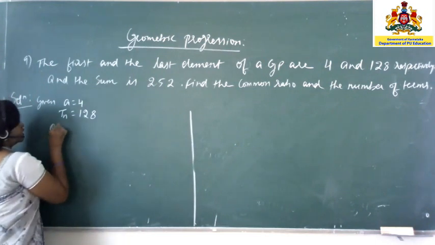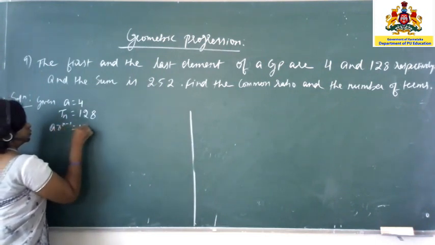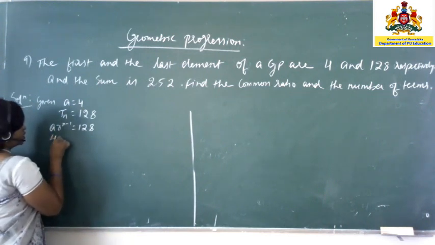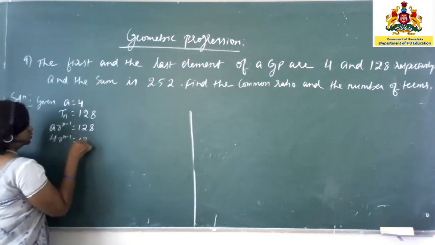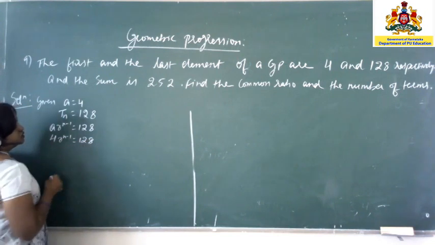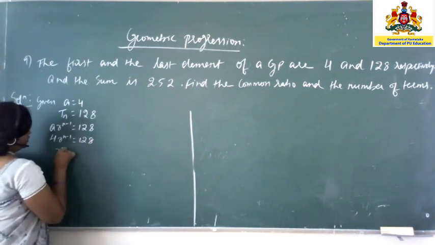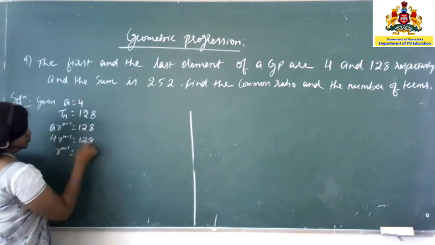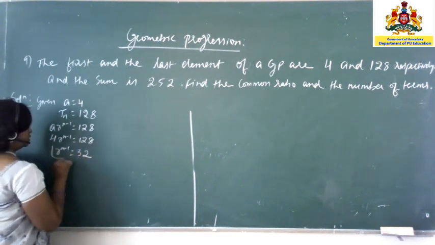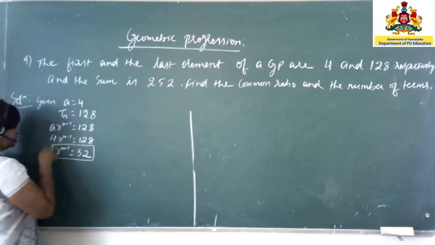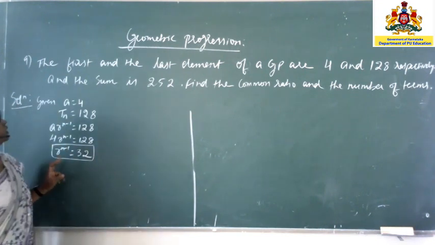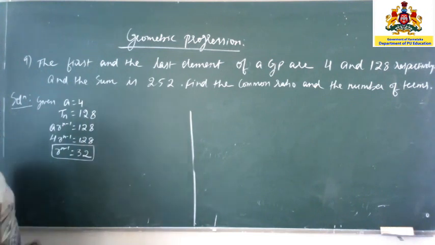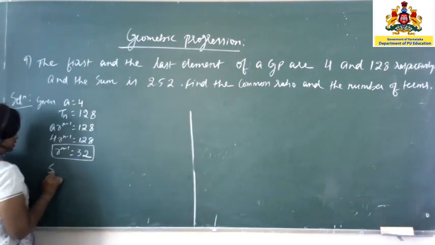Tn is A r to the power of n minus 1 is equal to 128. A is given 4, therefore 4 r to the power of n minus 1 is equal to 128. So r to the power of n minus 1 is equal to 4 into 8, 32. And the sum is 252, so Sn is given also.